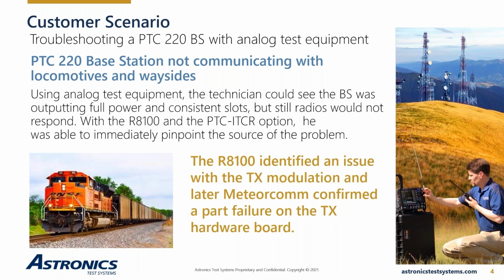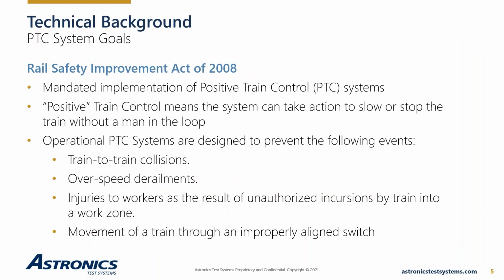Okay. Well, let's go on to the next slide, and we'll go through a few items, and then we'll get to some of the measurements that we can make. So, technical background, the PTC system goals. As everybody here already knows, PTC itself was mandated in response to certain events that had taken place in the industry. Basically the idea of PTC, which stands for positive train control, means that the system itself can take action to slow or stop a train without a man in the loop.